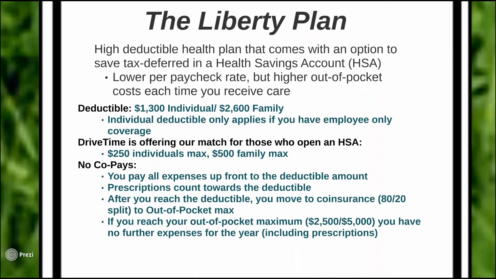With the Liberty Plan, there are no copays, which means you have to pay all the expenses up front to the deductible amount, and prescriptions also count towards the deductible. Once you reach that deductible, you pay 20% coinsurance until you reach the out-of-pocket max. The out-of-pocket max is $2,500 for individual coverage and $5,000 for family coverage. Once you reach that, you don't have any other expenses for the year, and that includes prescriptions.